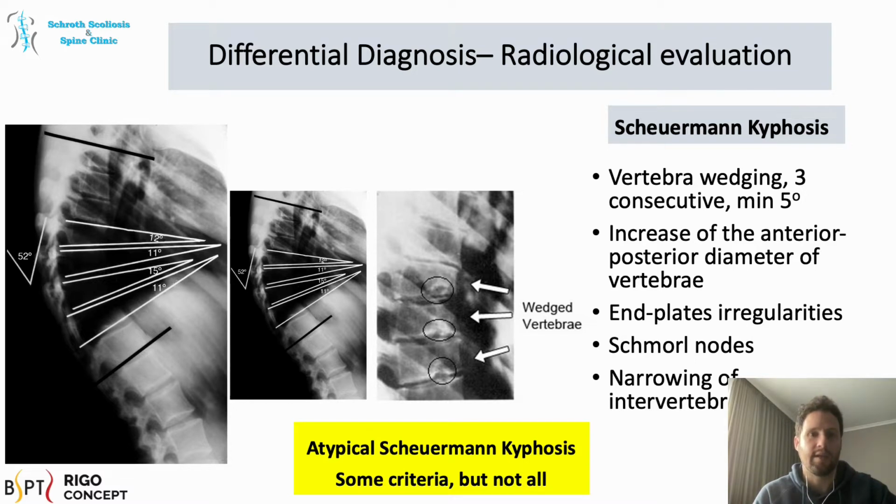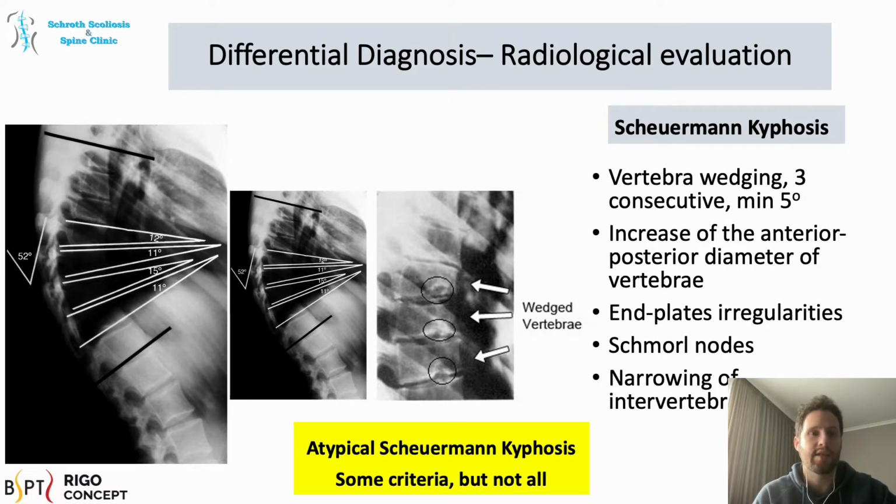So what happens in a Scheuermann kyphotic patient is that for some reason we have an asymmetrical growth, having the dorsal part of the vertebra to grow higher than the ventral part, and we have this wedge shape. In order to say that we fulfill the radiological criteria for Scheuermann Kyphosis, we need to have at least 3 consecutive vertebra wedging, having a wedging of at least 5 degrees.